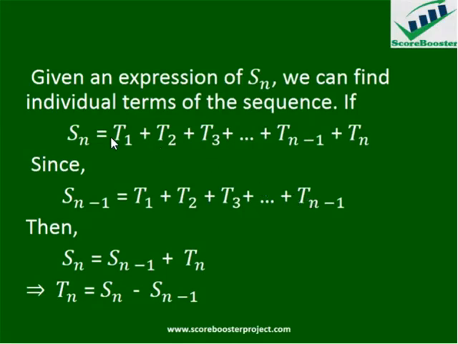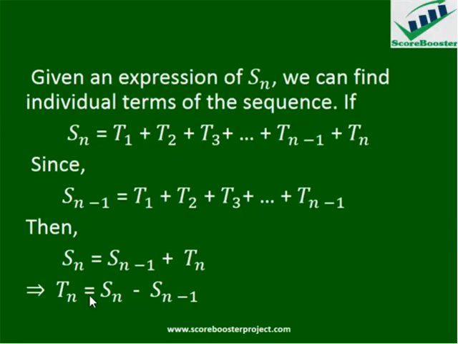So here, if you come back here, T1 to the n minus 1th term can be represented as S(n-1), and that is what we have here. Then Sn will be equal to S(n-1) plus the last term, Tn. So since we are looking for the term of that particular sequence, we make T subscript n the subject of the formula.